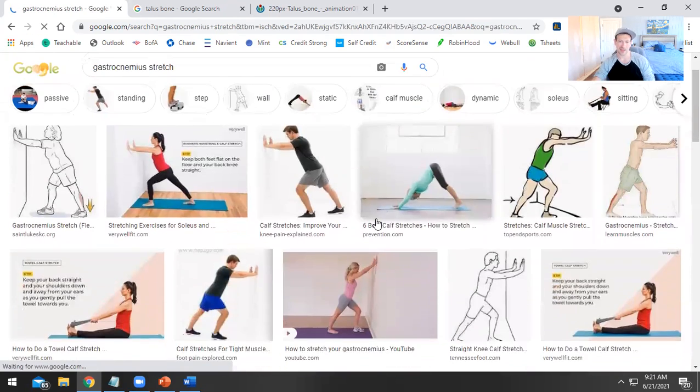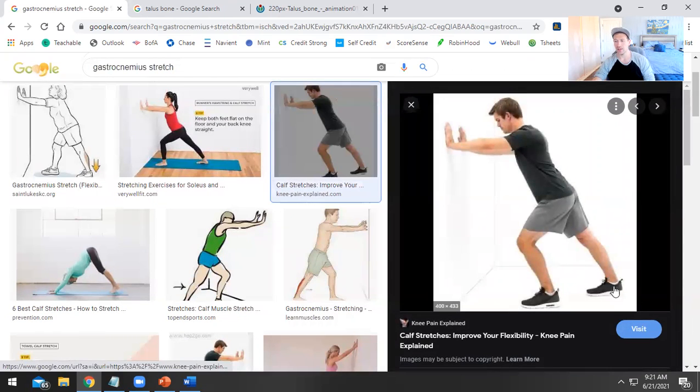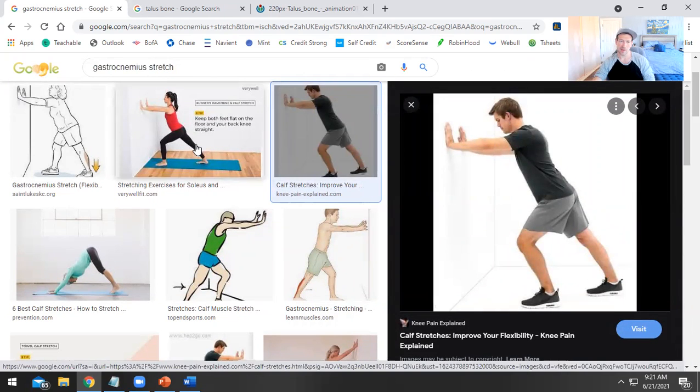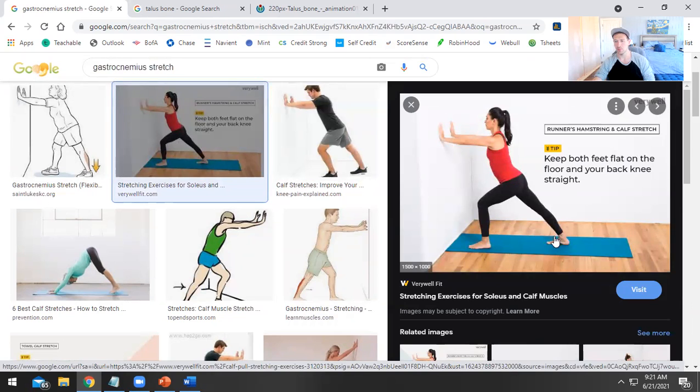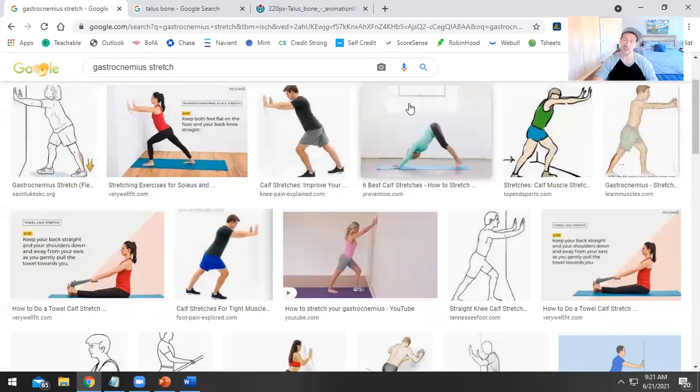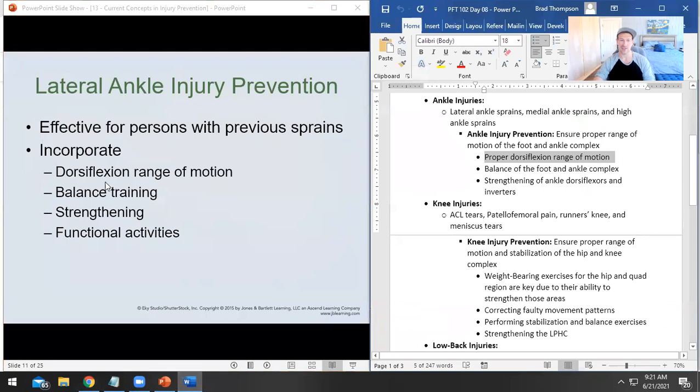The straight leg, there we go. Straight leg wall stretch, okay? This is also really good at improving that dorsiflexion. So you kind of need a combination, right? Soleus stretches are with a bent knee, gastrocnemius stretches are with a straight leg, and that is going to be very good for improving your dorsiflexion.